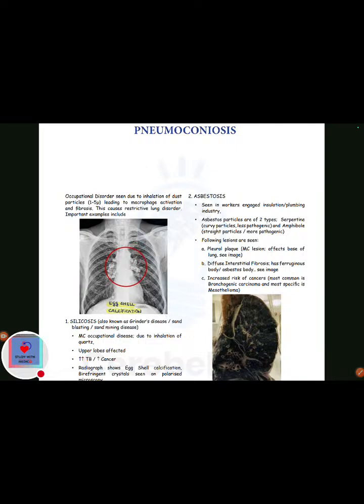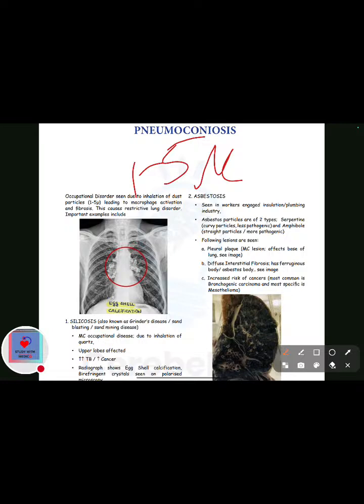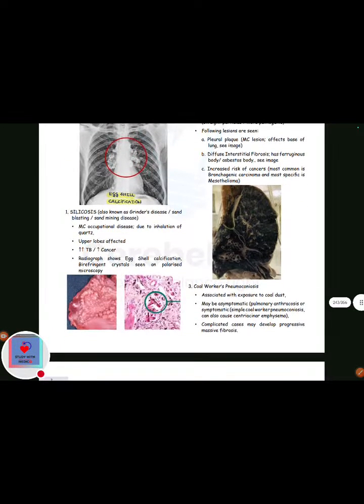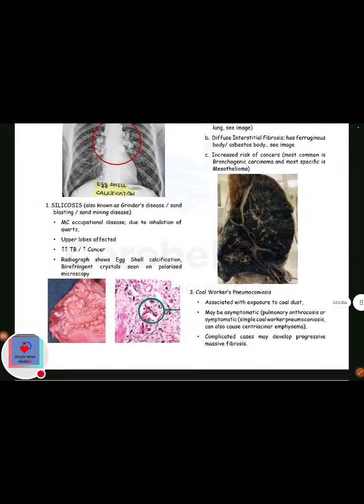Pneumoconiosis is a restrictive lung disorder. If I ask you about obstructive lung disorders, you will say bronchial asthma, bronchiectasis, chronic bronchitis. But if I ask you about restrictive lung disease, you have to talk about pneumoconiosis. It is an occupational disorder due to inhalation of dust particles of 1 to 5 microns, leading to macrophage activation and fibrosis. Examples include silicosis, also known as Grinder's disease or sandblasting or sand mining disease.